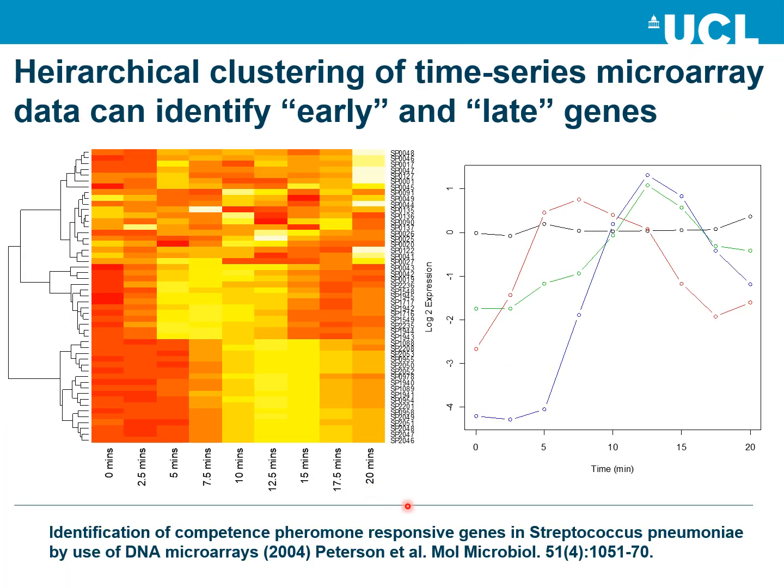And if we do that experiment, we get this data. So this is Streptococcus pneumoniae, where they've added in synthetic CSP at the start, and then measured it every 2.5 minutes up to the time of 20 minutes. And it's in this paper here: Identification of competence pheromone response genes in Streptococcus pneumoniae by using DNA microarrays.